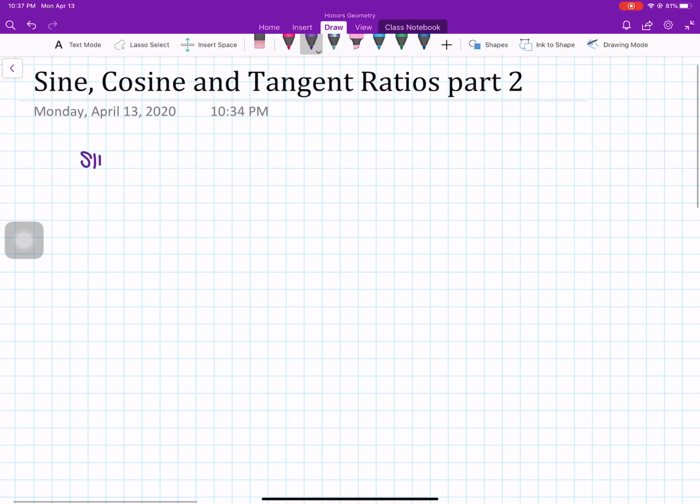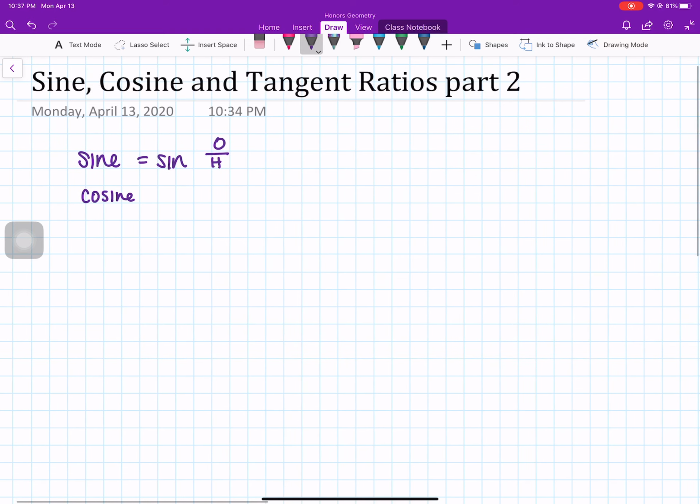Remember that sine is abbreviated sin and is the opposite over the hypotenuse. Cosine is the same as COS, and it is the adjacent side over the hypotenuse. And then we have the tangent. The tangent is the same as TAN, and it is the opposite over the adjacent.